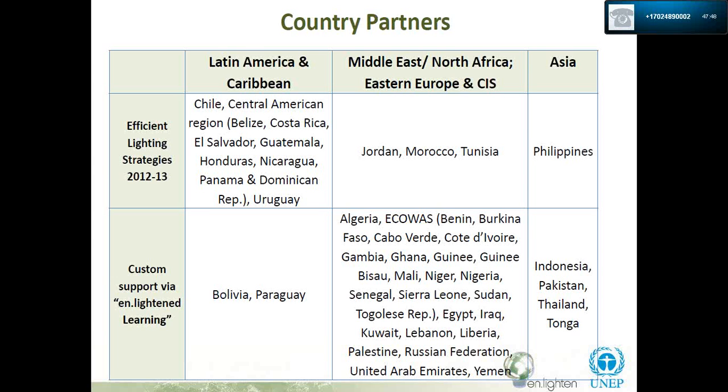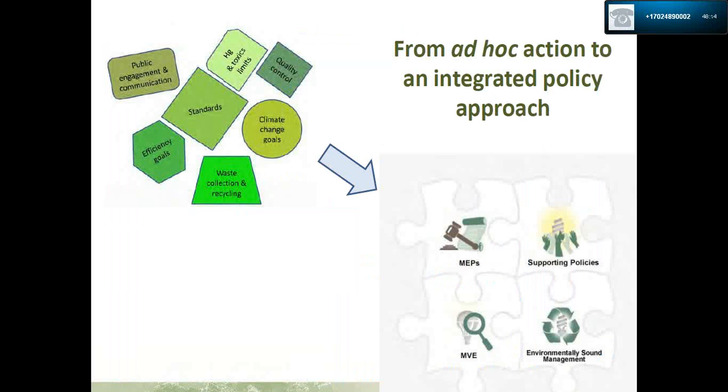It is noteworthy to consider that for the ECOWAS region, that is the West African region, we're working together with the Economic Community of West African States, as well as SEED, towards the development of a regional efficient lighting strategy for the 15 country members of the ECOWAS. Next one, please.